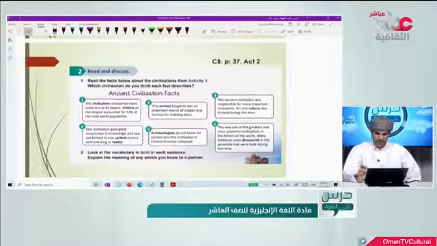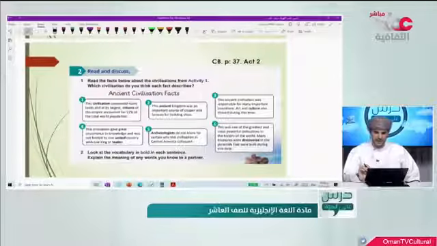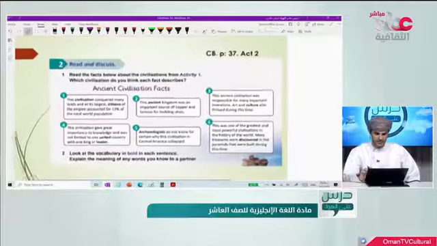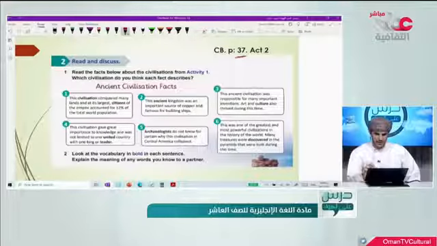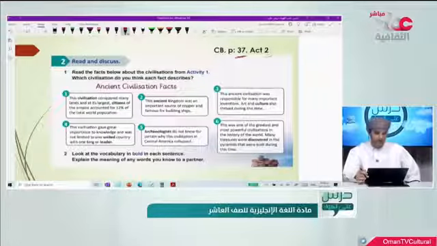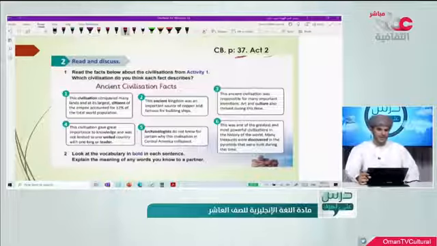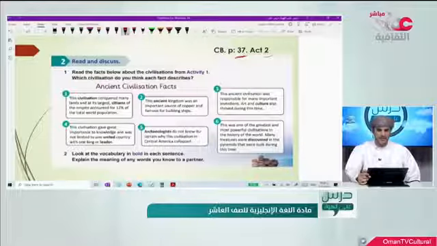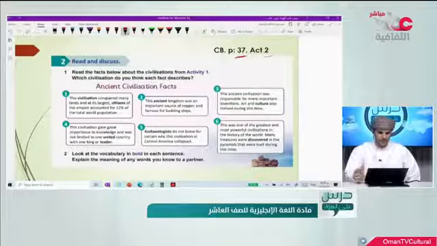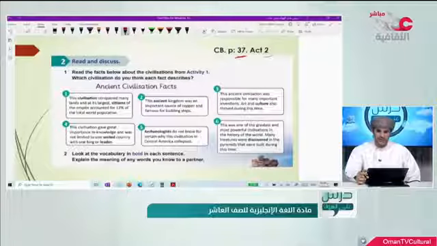Some activities are deleted. However, we'll need activity number 1, which is deleted, on classbook page 37. Dear students, just open this page, classbook, page 37. We'll start with activity 2. Okay, Salim, can you read the activity? Read and discuss. 1. Read the facts below about the civilizations from activity 1, which is deleted. Which civilization do you think each fact describes?